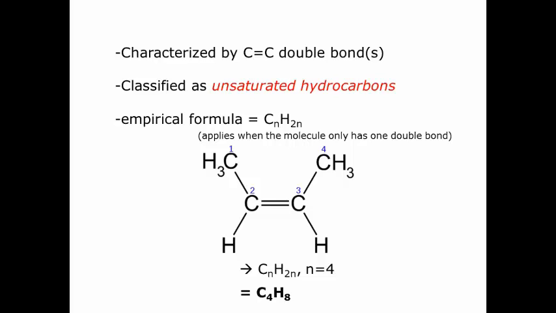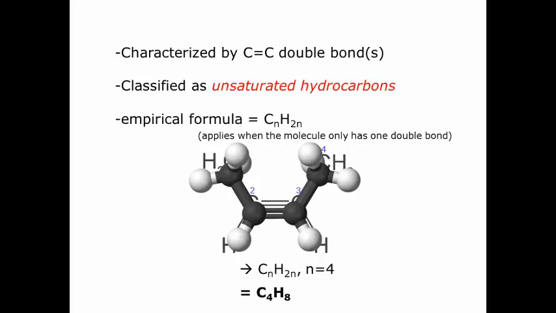Now this empirical formula, where you just double the number of hydrogens, only applies to a hydrocarbon that has a single double bond. If you've got multiple double bonds, then you'd have fewer hydrogens still. Looking at the geometry of this molecule, the carbons involved in the double bond have a trigonal planar geometry, yet the carbons at the end, the terminal carbons, still maintain that tetrahedral configuration.